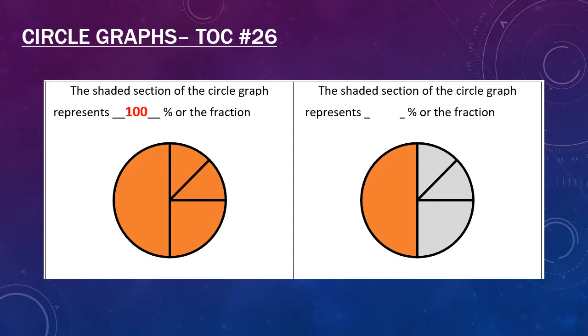It's full. The fraction representation is 1 over 1. It's a whole thing. So it's 100% or 1 over 1. Could I use 2 over 2? Sure. 3 over 3? Sure. They all simplify down to 1 over 1, but the whole thing is 100%.